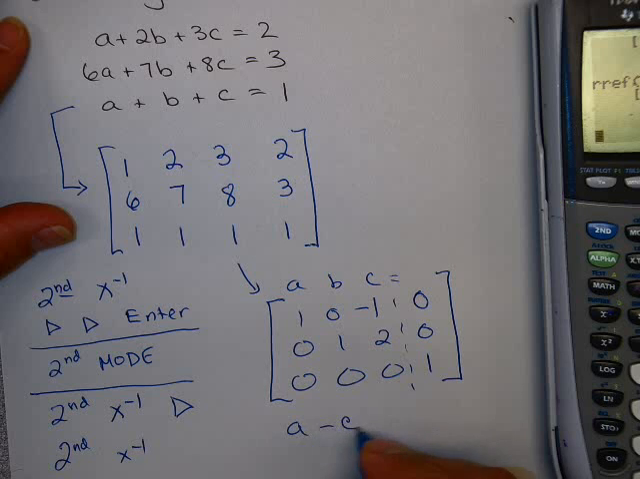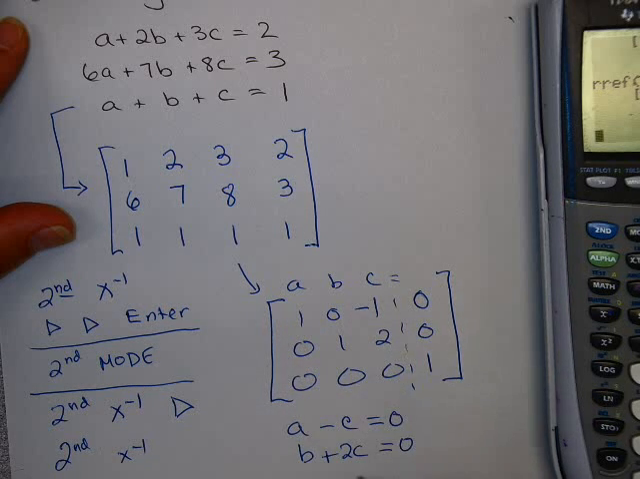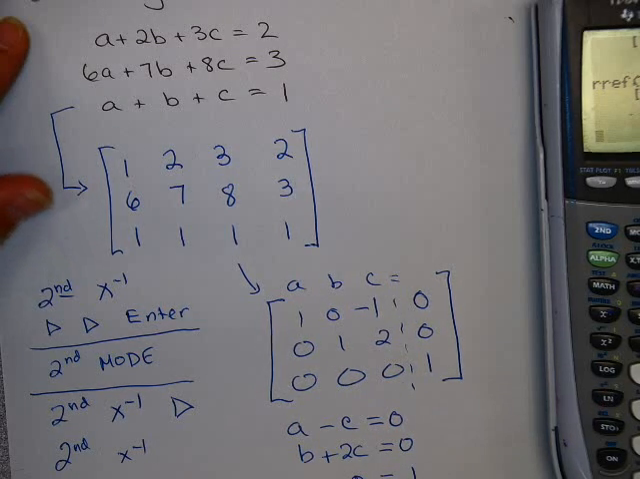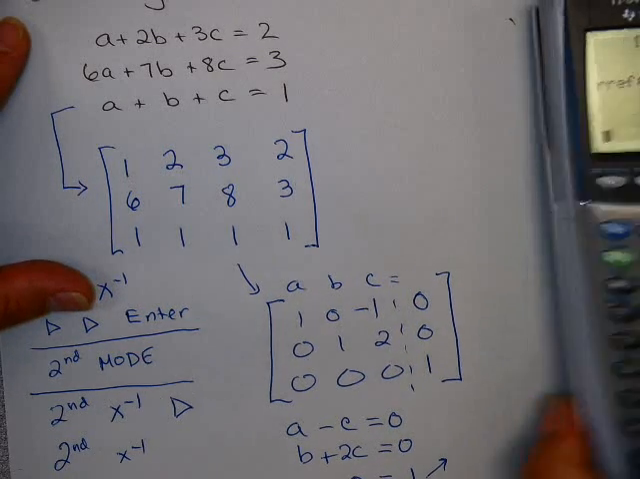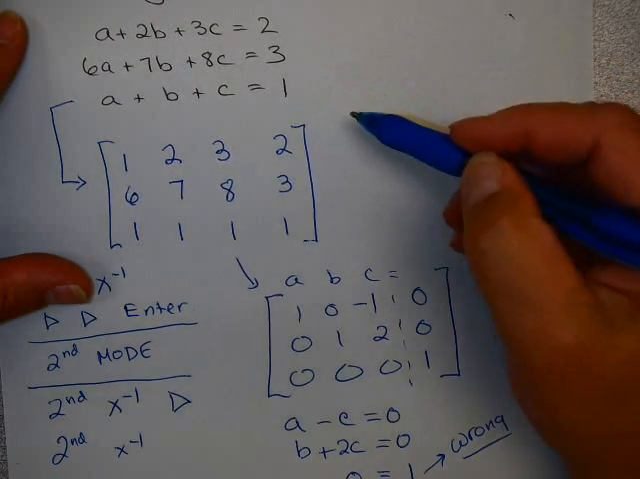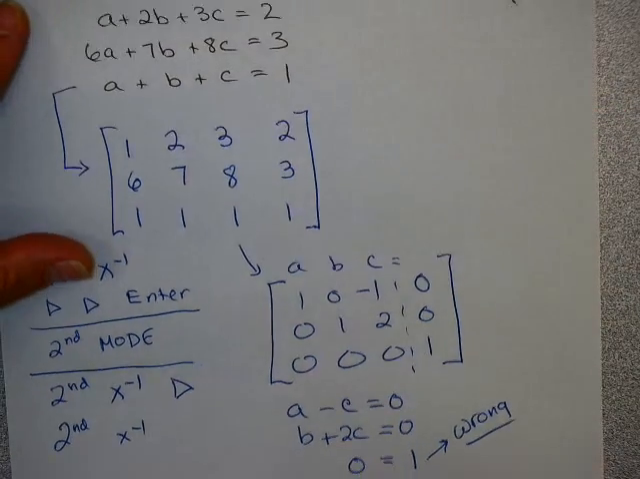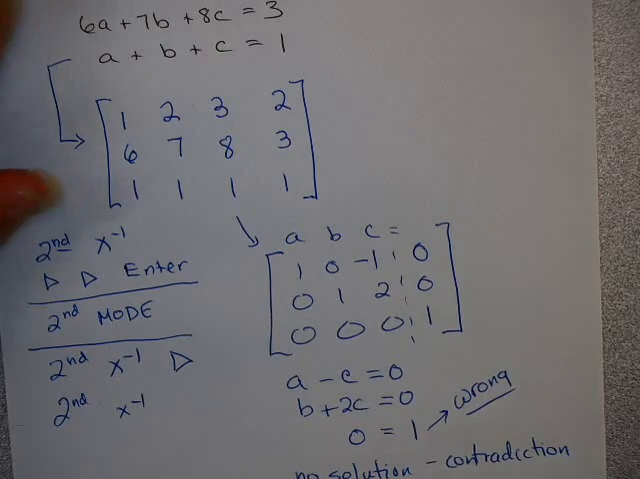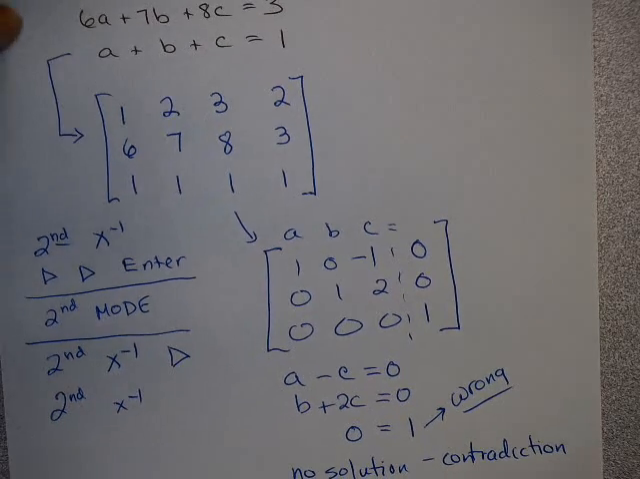This gives you A minus C equals 0. The second one gives you B plus 2C equals 0. This last equation gives you 0 times A, 0 times B, 0 times C, which is 0, equals 1. Now that, of course, is ridiculous. That's just plain wrong. What does that mean about this system of equations? That means this has no solution, so this is a contradiction. So you can use this technique even when there isn't a solution.